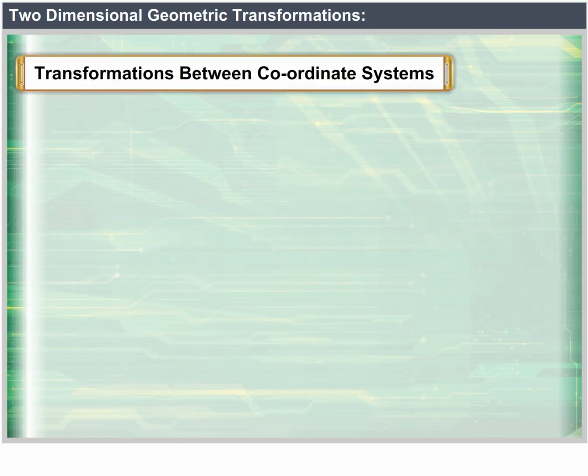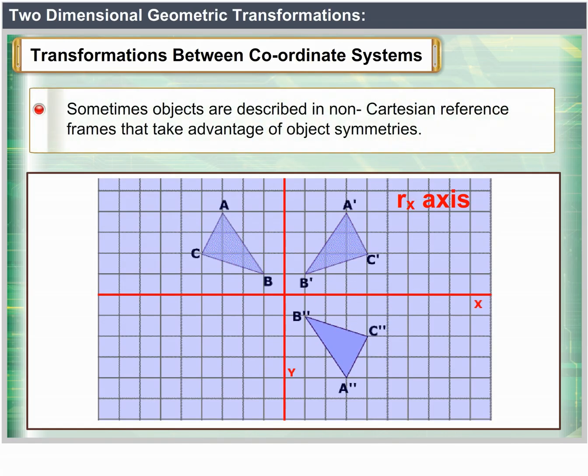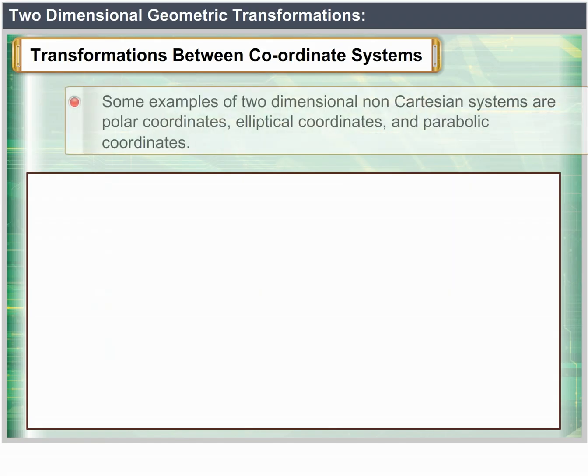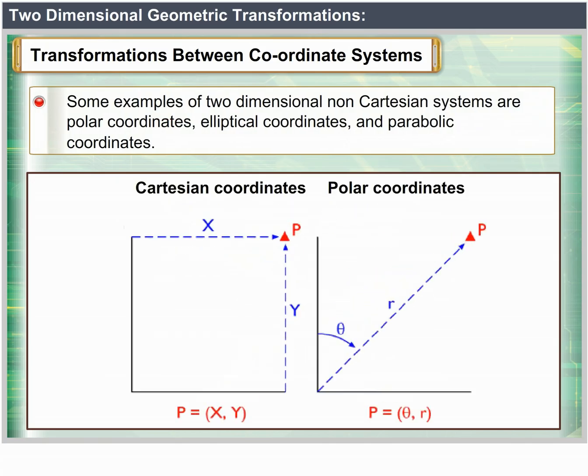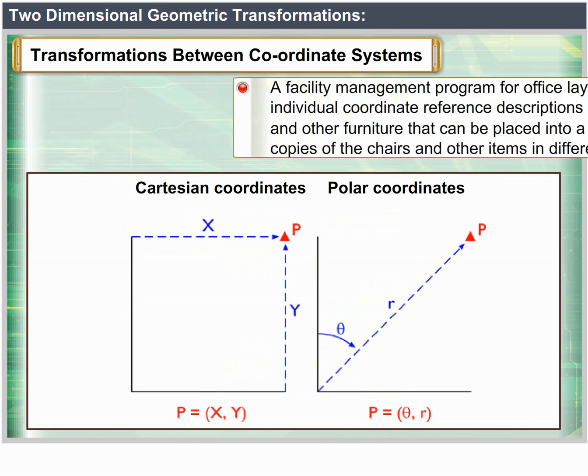Transformations between coordinate systems. Graphics applications often require the transformation of object descriptions from one coordinate system to another. Sometimes objects are described in non-Cartesian reference frames that take advantage of object symmetries. Coordinate descriptions in these systems must then be converted to Cartesian device coordinates for display. Some examples of two-dimensional non-Cartesian systems are polar coordinates, elliptical coordinates, and parabolic coordinates. In other cases, we need to transform between two Cartesian systems.